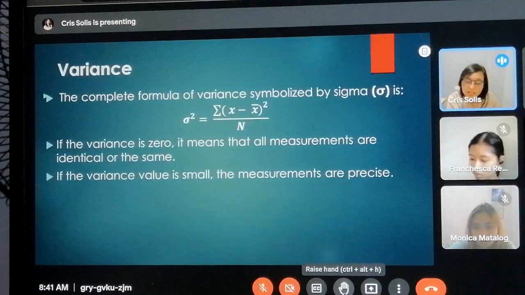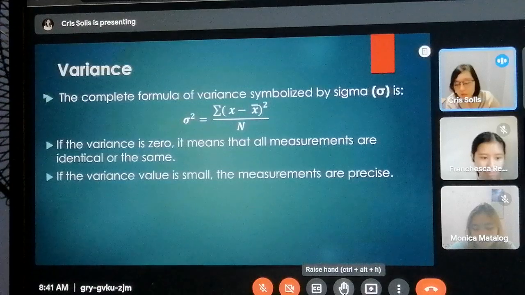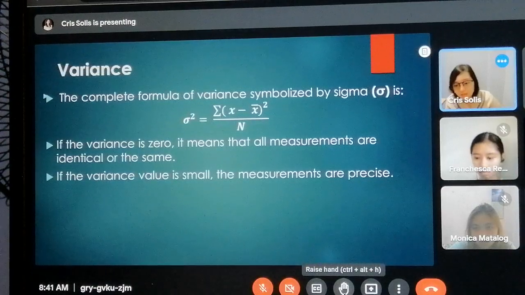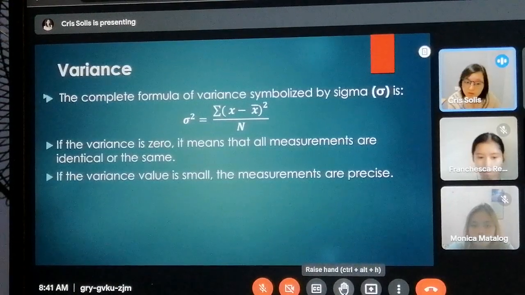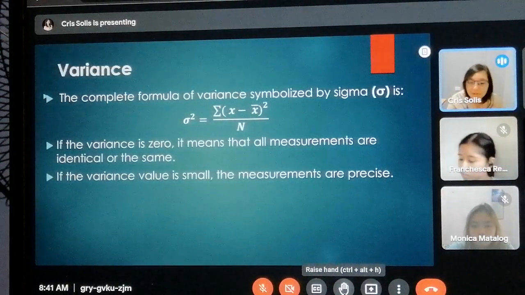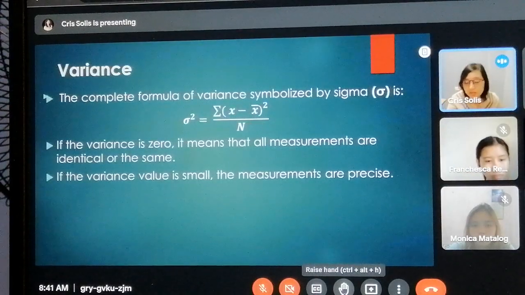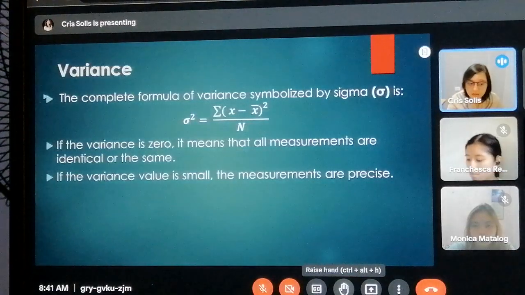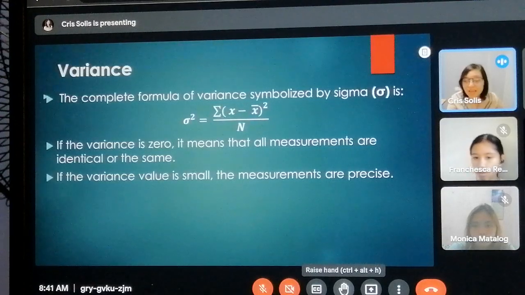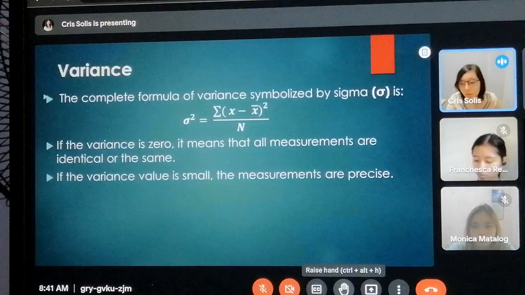If your variance is equal to 0, then that means all of your measurements are equal. Pare-parehas po. And if you have a small value for your variance, that means you have a good precision. You are somewhat precise. Pero pag malaki ang value ng iyong variance, you don't have any precision. Magkakalayo ang inyong quantity.